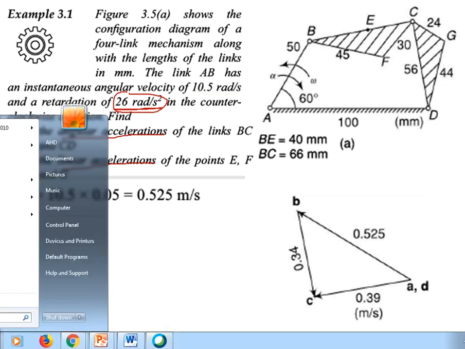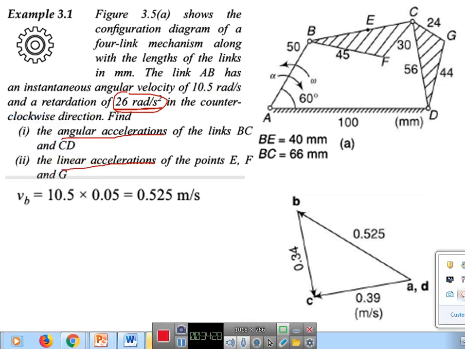Sir, the space diagram is given in the question only, sir. Yes, it will be given, the question will be given.